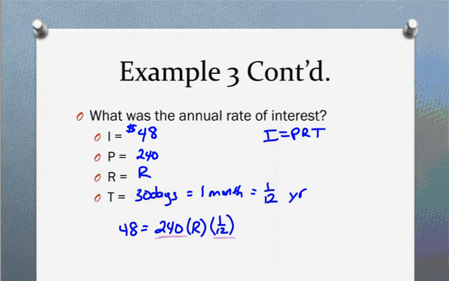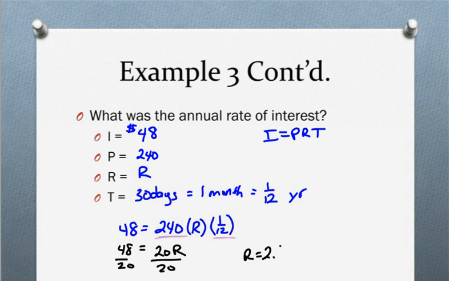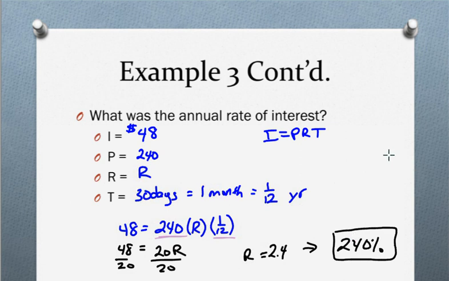So when I take 240 times 1/12, I get 20R equals 48. Now we'll divide both sides by 20. And when you do that, you end up getting R equal to 2.4. Now, the interest rate is not 2.4%. That would be wrong. Please don't do that. Remember, we have to write this as a percent. We've got to convert this. So we take this 2.4 and move the decimal 2 places. This is a 240% interest rate. That is insane.